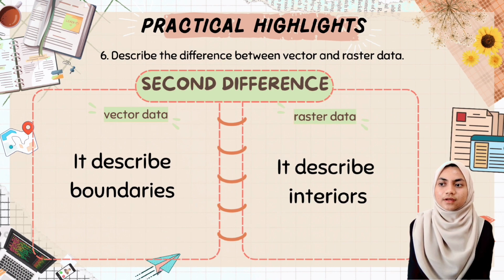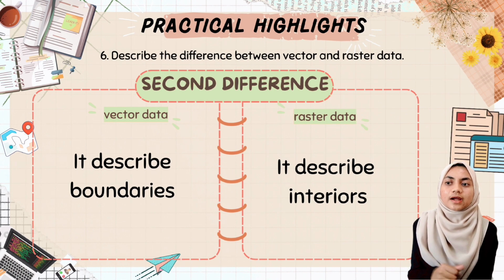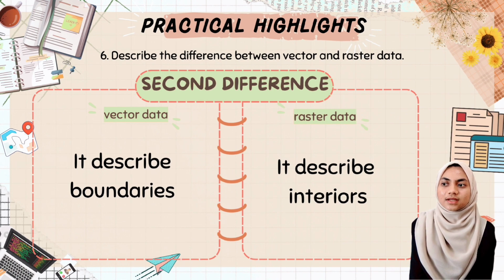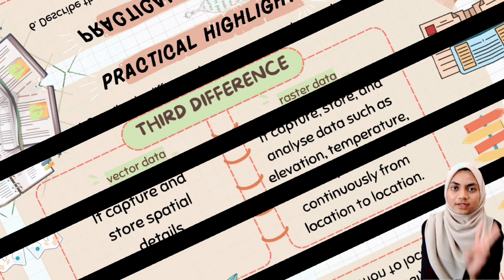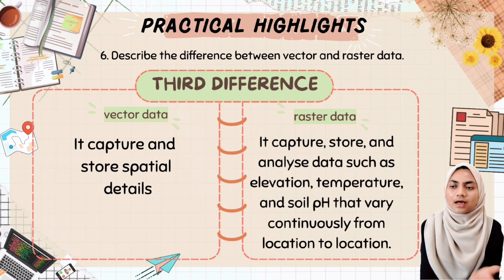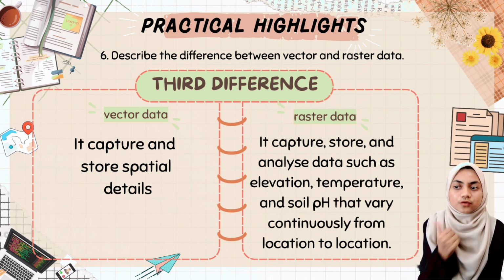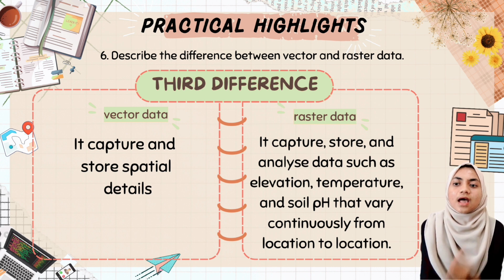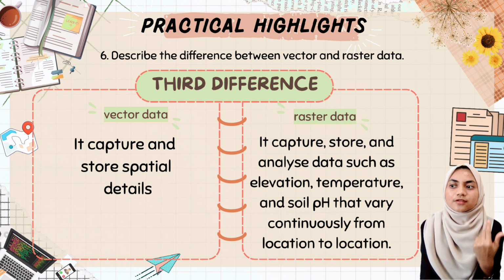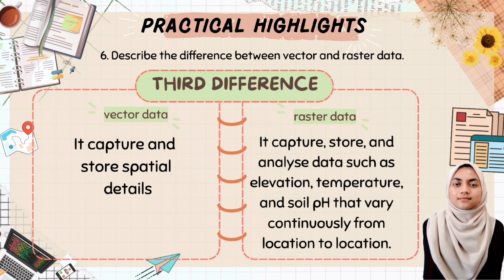For the second difference, vector data describes boundaries, while raster data describes interior. For the third difference, vector data captures and stores spatial details, while raster data captures, stores, and analyzes data such as elevation, temperature, and soil pH that vary continuously from location to location.